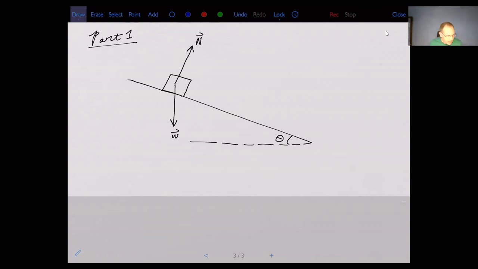And in this case, our system, and it's a subtle point, but this is really important, our system is just going to consist of the cart.